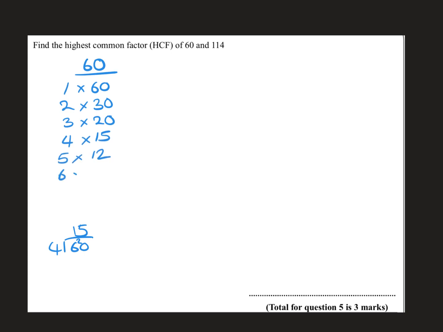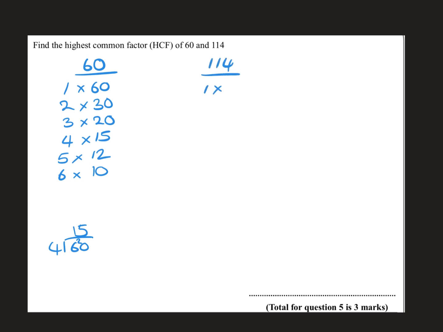And then we have 6 times 10. It doesn't divide by 7. It doesn't divide by 8. And it doesn't divide by 9. So we've got all our factors of 60 here. So let's go ahead now and find all our factors of 114.